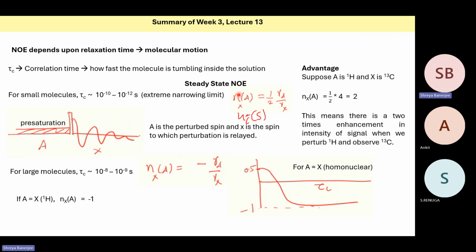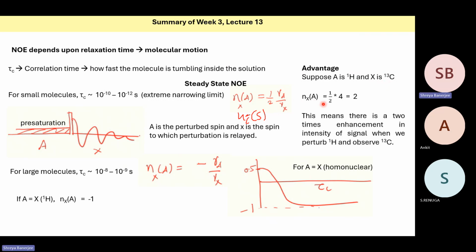So one example is shown here. Suppose you have a small molecule like methane, and you have here A is the 1H and X is the 13C. So basically you are perturbing the 1H and you are observing the transfer of perturbation to the 13C.